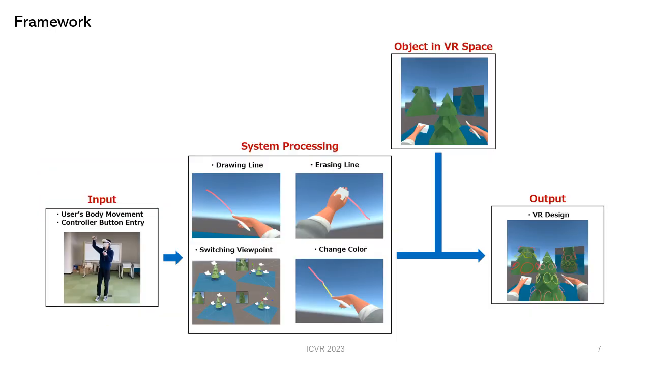The system framework is shown. The inputs of the system are the user's body movements and the controller's button entry. If the user moves, it is reflected in the VR space. The controller button entry is also used for the four functions of system processing. The output of the system is to design objects in VR space using these functions. For example, the user can decorate the predefined object by drawing lines using the VR controller in the VR space.